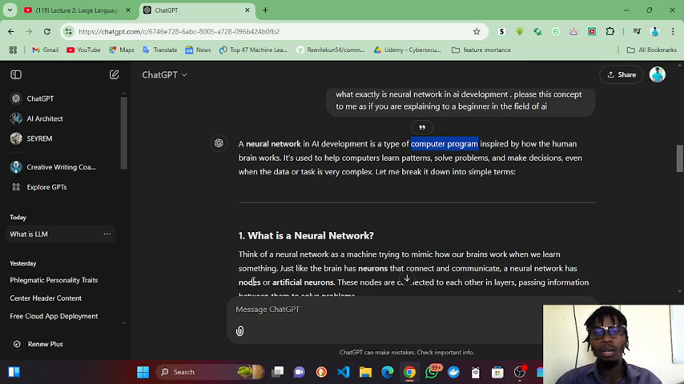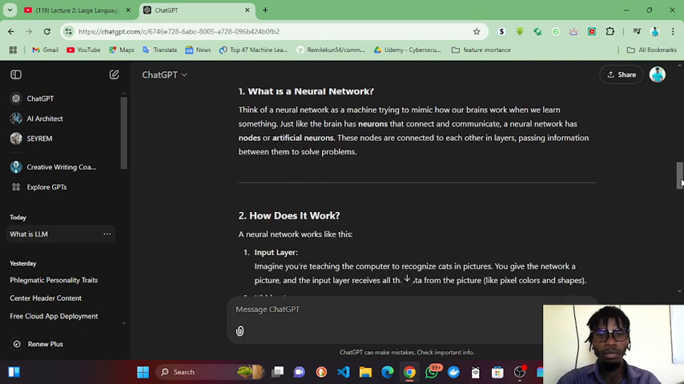And from what we have gotten, we now realize that neural networks are computer programs that get inspiration from how the human brain works, right? They are used to help computers learn patterns, solve problems, make decisions. So now a computer can make decisions, right? Even when the data or task is very complex. So that is what we are trying to say.